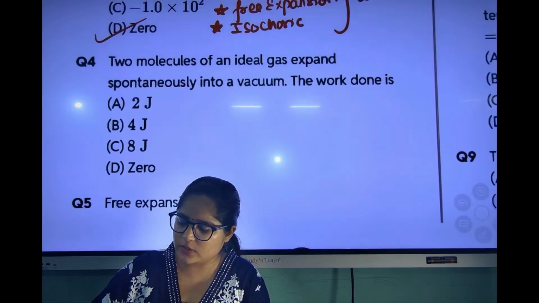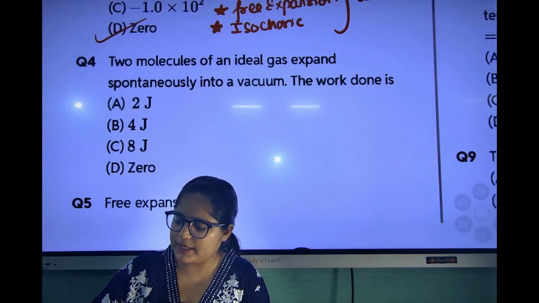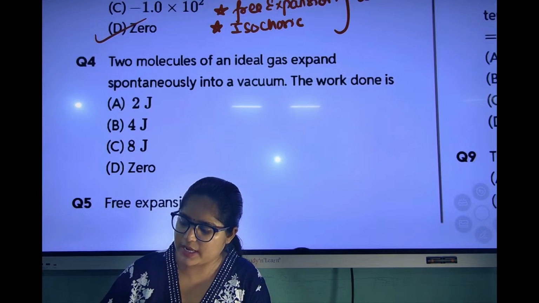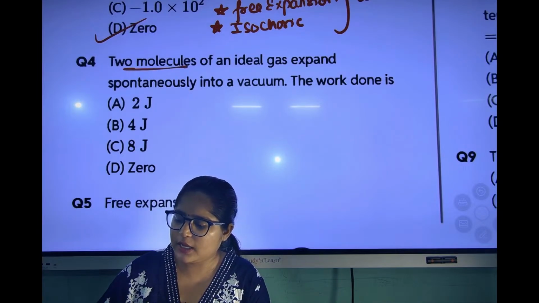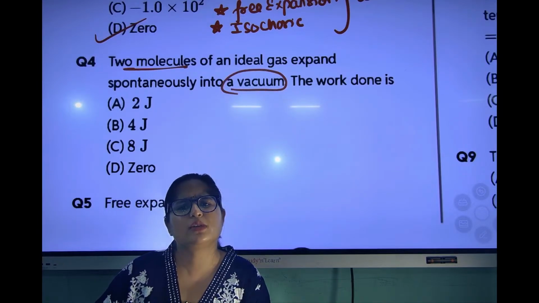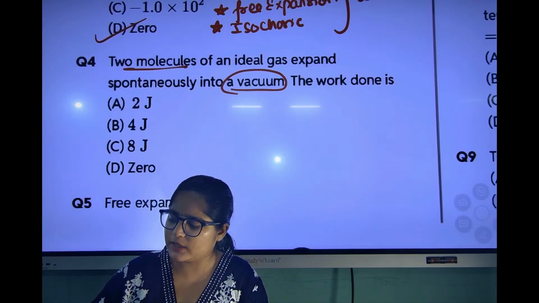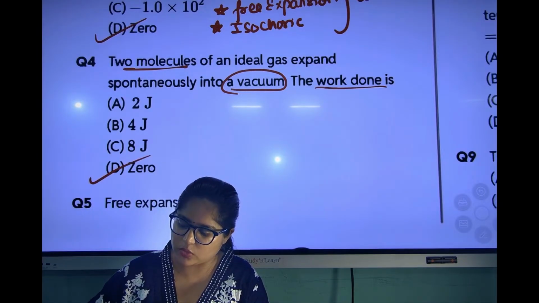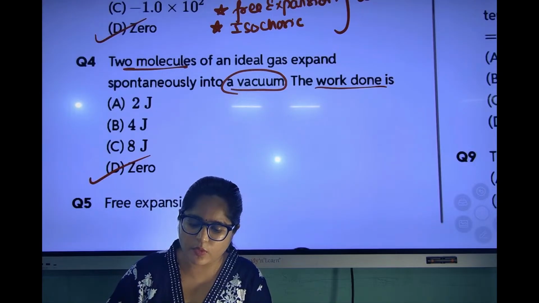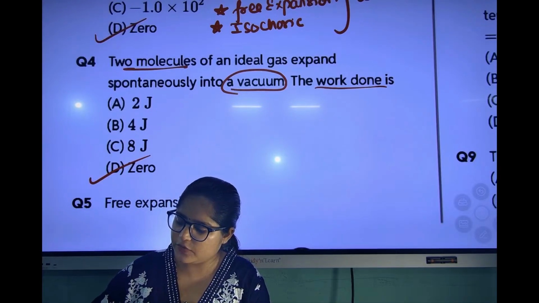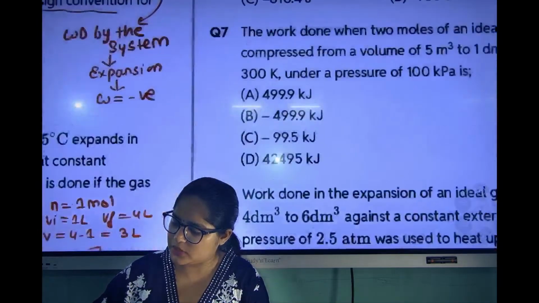Note down the next question, question number 4. 2 moles of an ideal gas is expanded into a vacuum. As soon as you see the word vacuum, free expansion, or isochoric, work done will be 0. So option number 4, clear. Next question, free expansion is, okay, let me check.